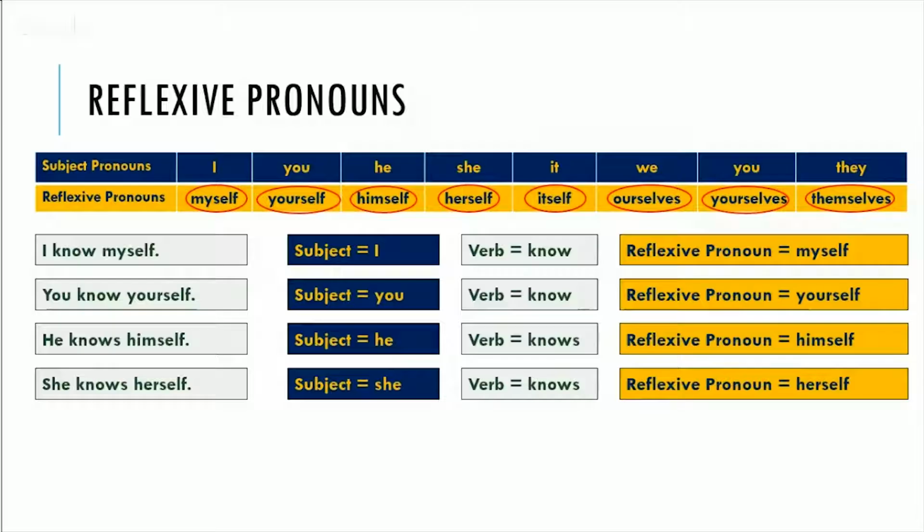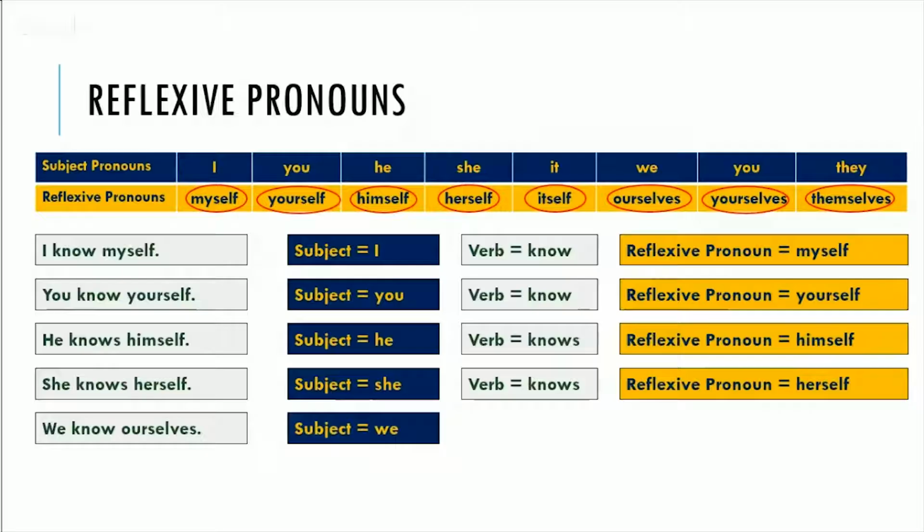And the next sentence is very similar. Ella se conoce ella misma, or ella se conoce, right? She knows herself. The subject is she, the verb is knows, and the reflexive pronoun is herself. Now remember, the verb has an S.